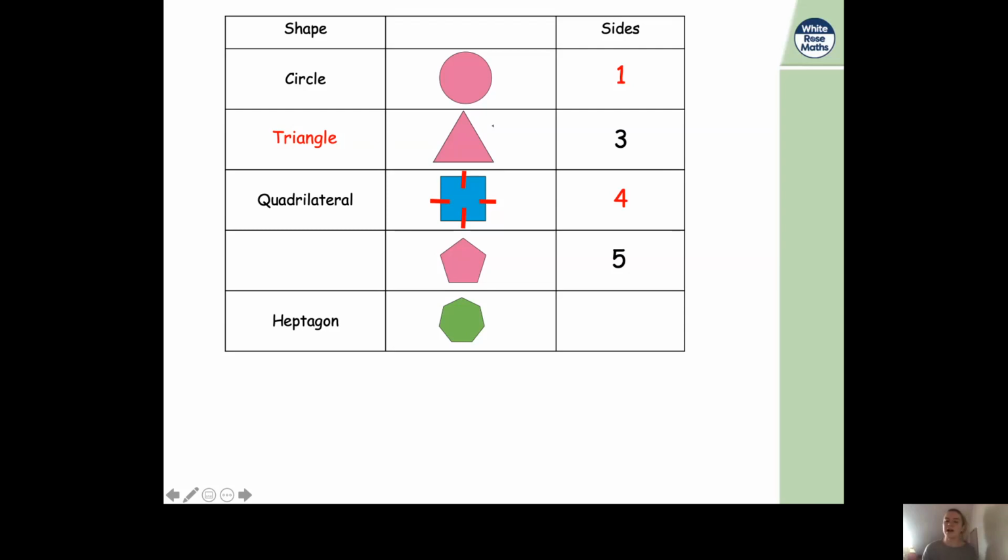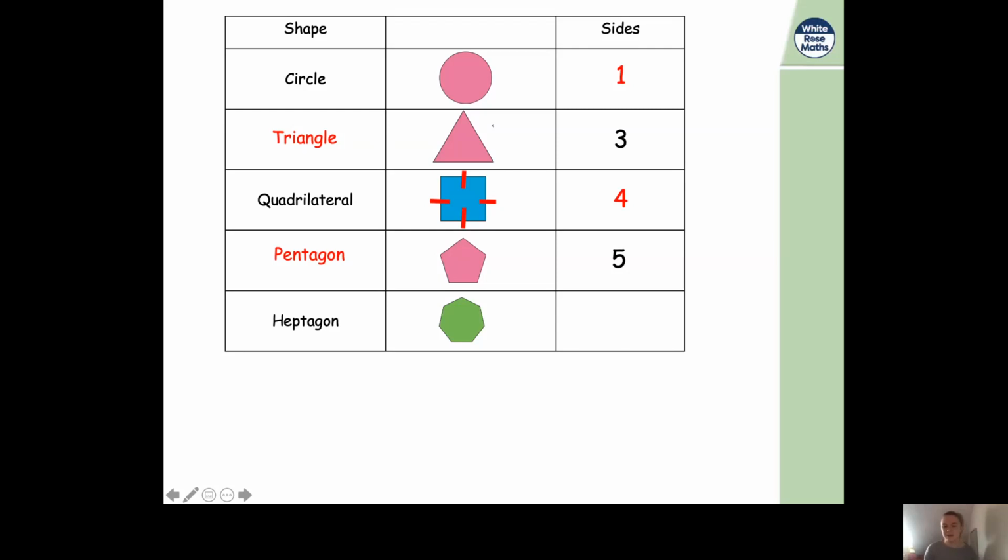Okay, year 2. Now, how many sides? So the next shape has 5 sides. Now, what shape is this? Well, we can remember that we have 5 fingers, don't we? And what can we hold in our hand? Oh, yes, we can hold a pen, can't we? And we can hold our 5 fingers onto a pen. So therefore, the shape with 5 sides is a pentagon. Fantastic. Well done for remembering that from yesterday.